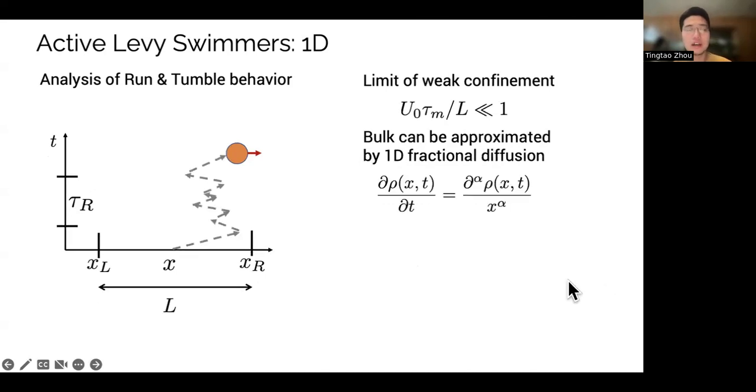And then if we go to the other limit of weak confinement, the bacteria spend a lot of time in the middle before they really see the boundary. We anticipate in this case you can approximate the motion by a 1D fractional diffusion. So we're going to formalize this idea.